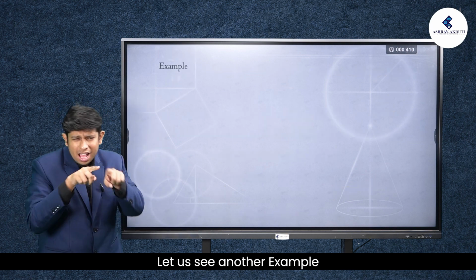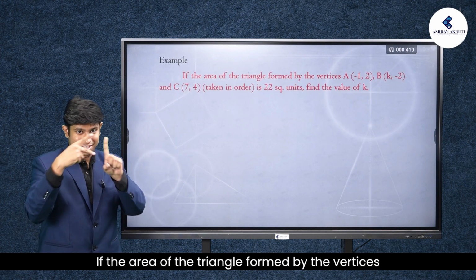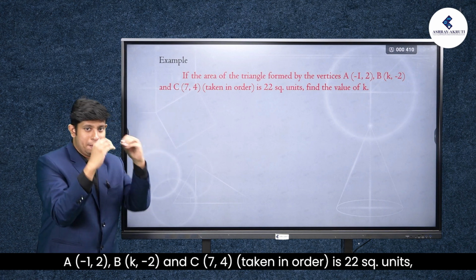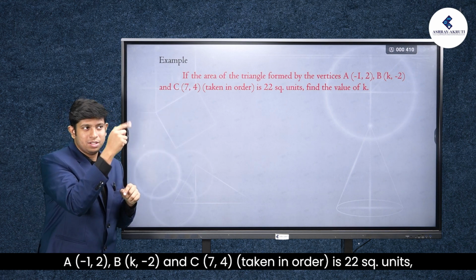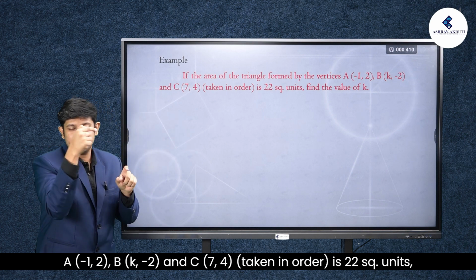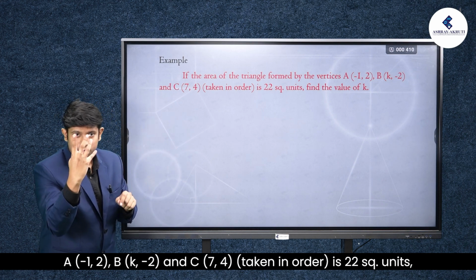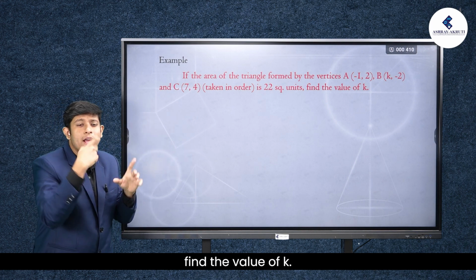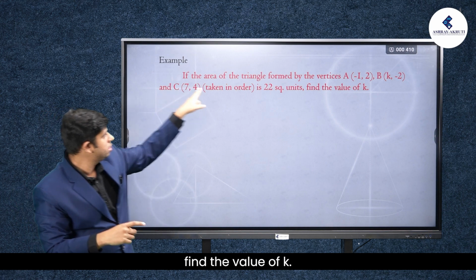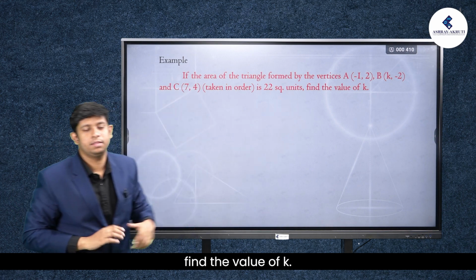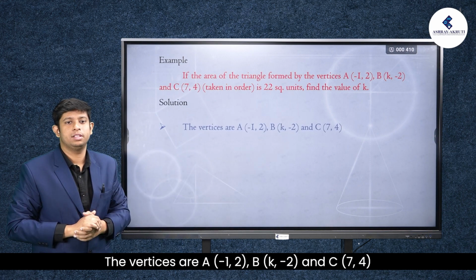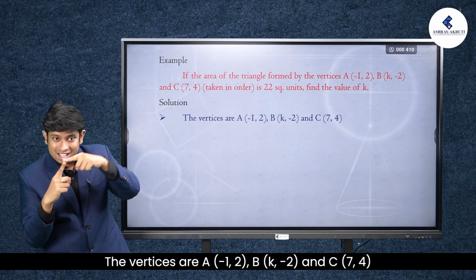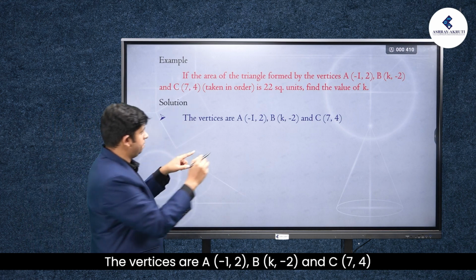Let us see another example. If the area of the triangle formed by the vertices A minus 1 comma 2, B k comma minus 2 and C 7 comma 4 taken in order is 22 square units. Find the value of k. Solution. The vertices are A minus 1 comma 2, B k comma minus 2 and C 7 comma 4.